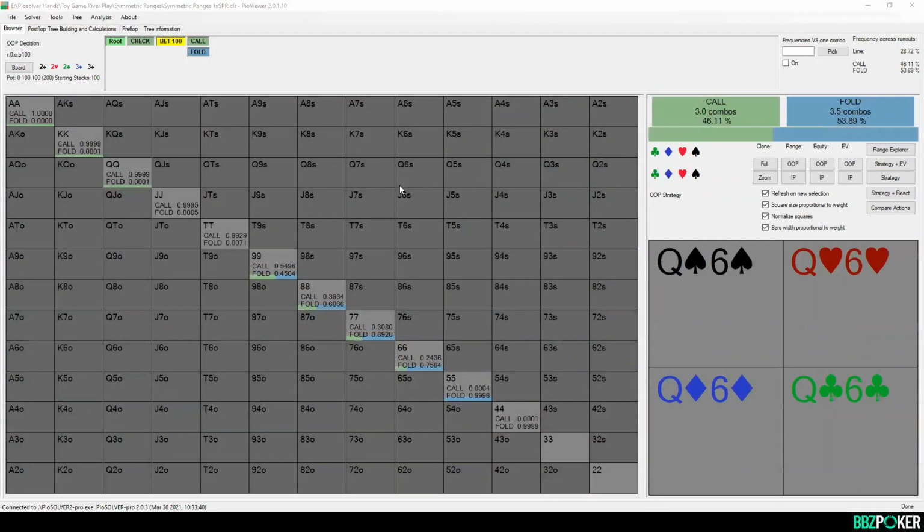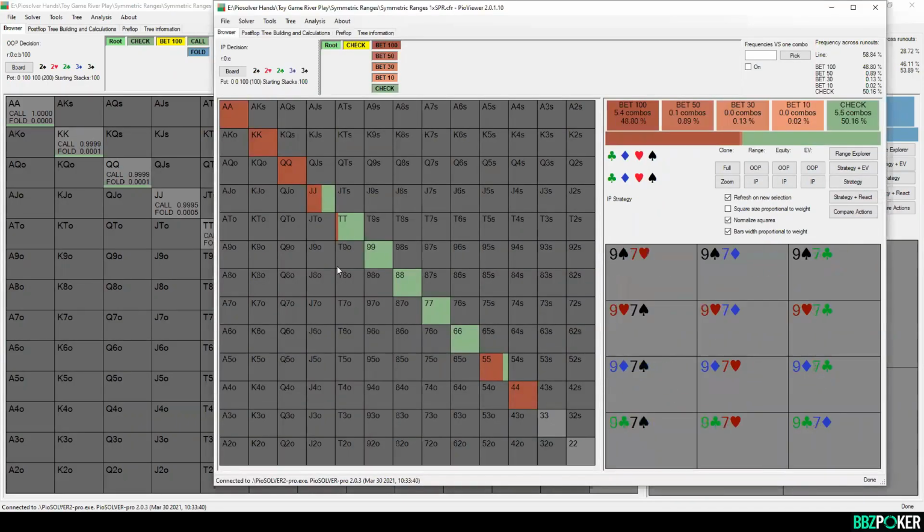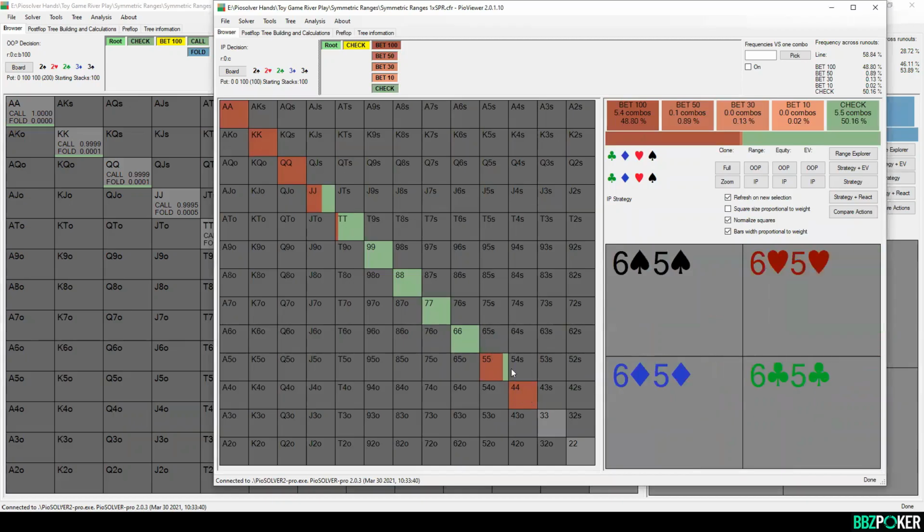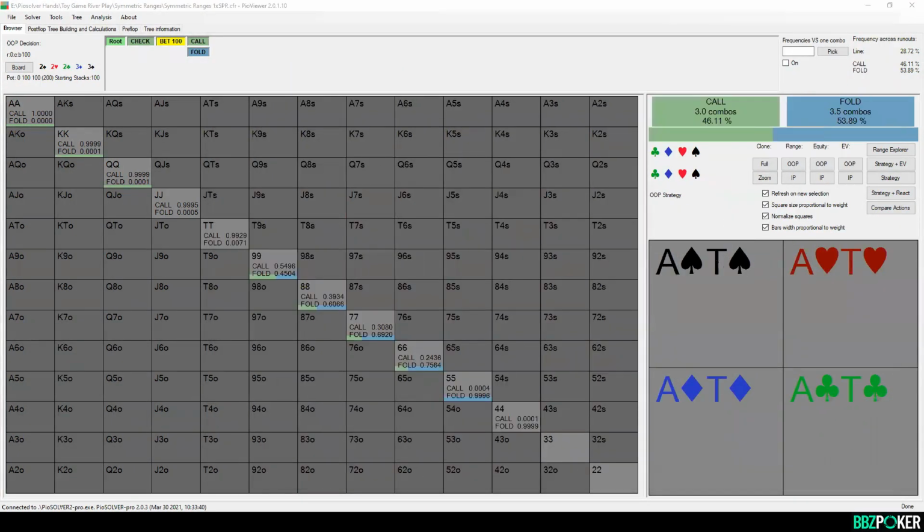All right, guys. So we are now evaluating versus bet as the out of position player facing the pot size bet that the in position player has deployed. Okay. So just very quickly, to get a quick refresher of what the in position player is betting: in position is betting aces through queens, jacks and tens are mixing, and then fours and fives.